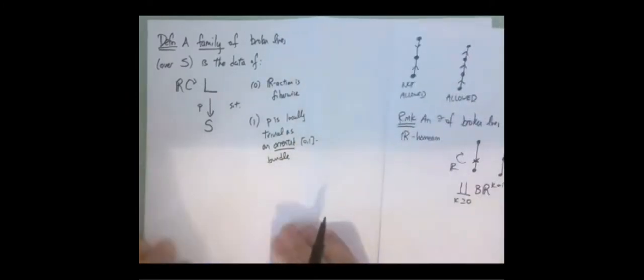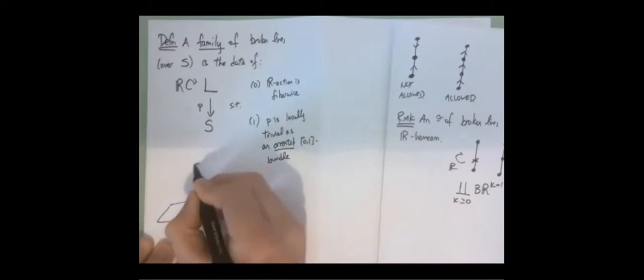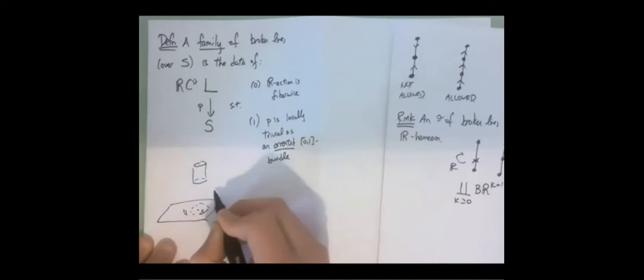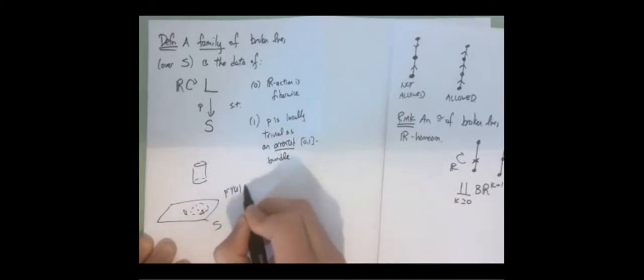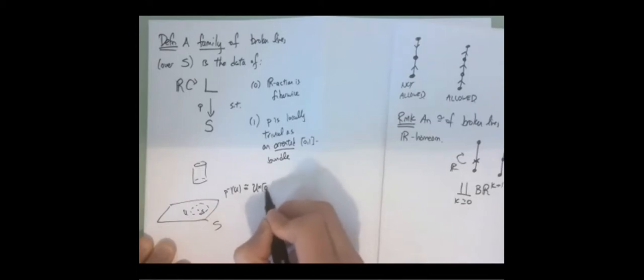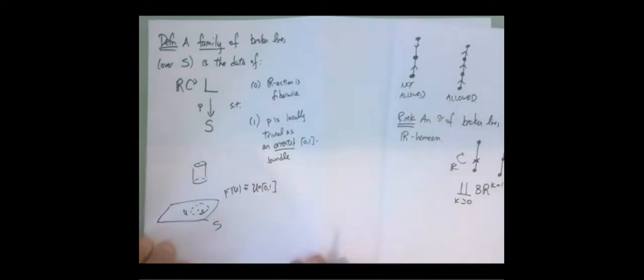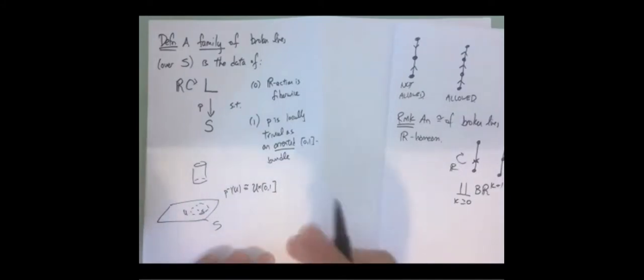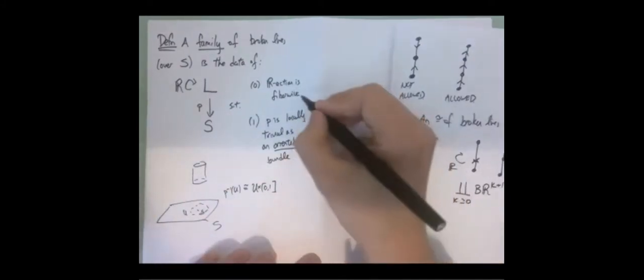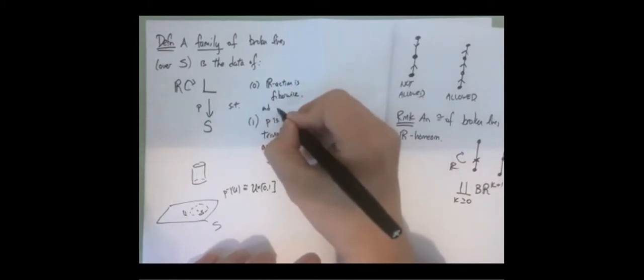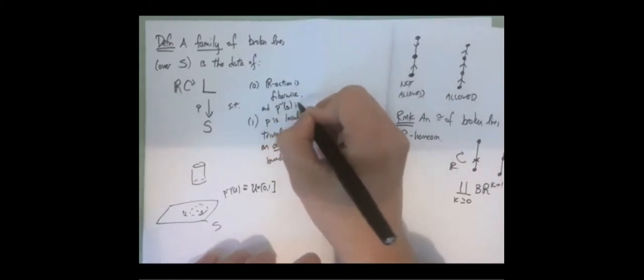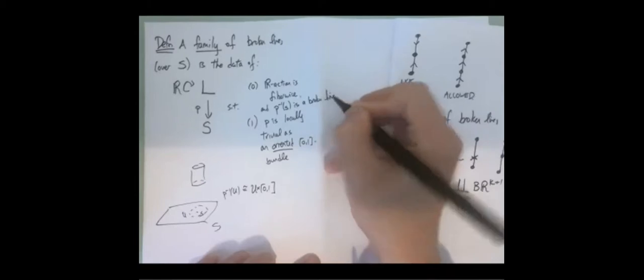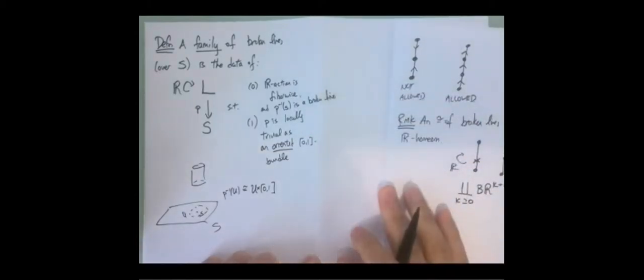So what do I mean by that? Here's my capital S, here's some lowercase s. As usual, I just mean that there exists some open neighborhood U such that P inverse of U admits a homeomorphism to U times 0, 1. And, I should have mentioned, condition 0: for every point lowercase s, I demand that the fiber is a broken line. Sorry, I should have said that. Hopefully that's intuitive for it to be a family of broken lines.